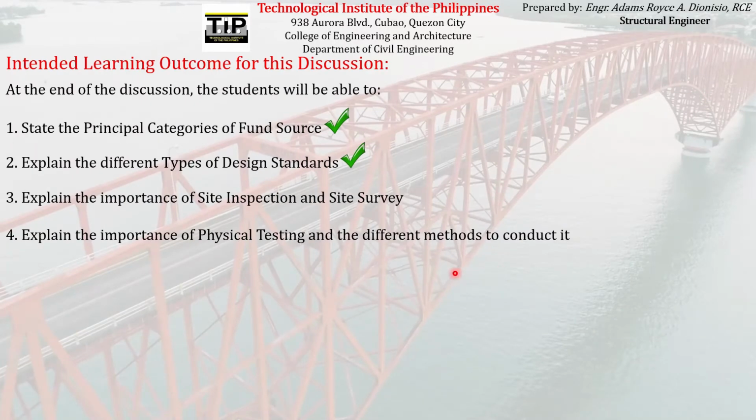So there, we already address our third goal for this discussion, which is for you to be able to explain the importance of site inspection and site survey. Now we are down to our last goal for this discussion, which is for you to be able to explain the importance of physical testing and the different methods to conduct it. So without further ado, let us address our last goal for this discussion.